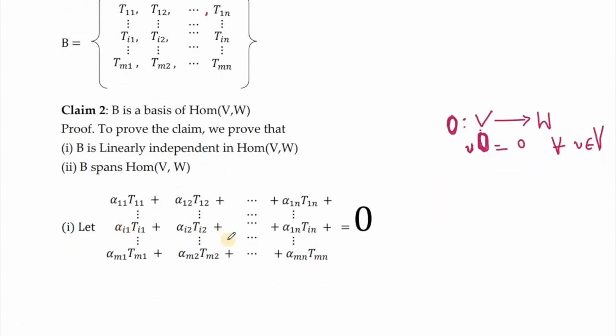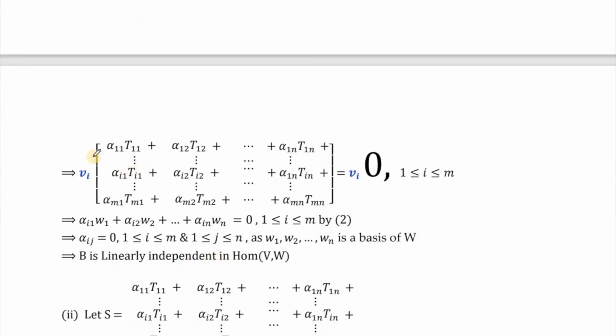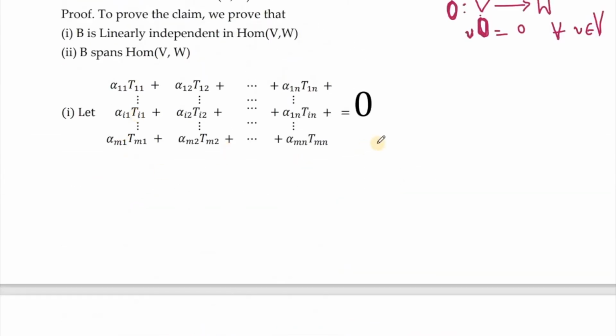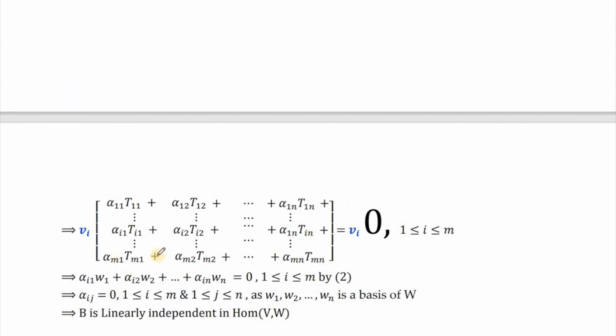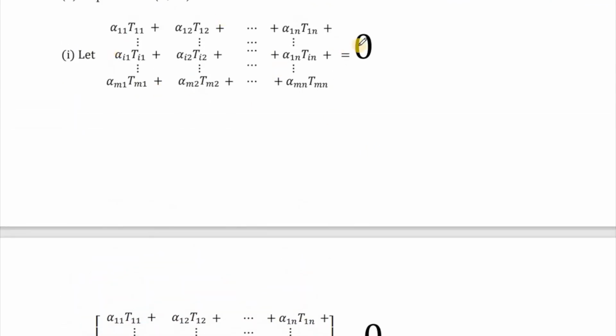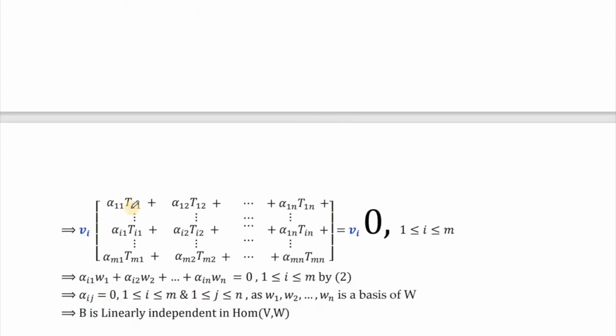So you are equating the linear combination to 0. Your job is to show that each scalar is 0. So you consider the linear combination equated to 0. That job is over. Now, because this is a homomorphism and this is another homomorphism, if they are equal, they should agree on basis elements. So for i ranging from 1 to m, vi of this mapping is equal to vi of this mapping.